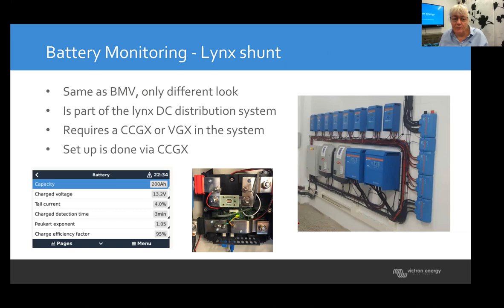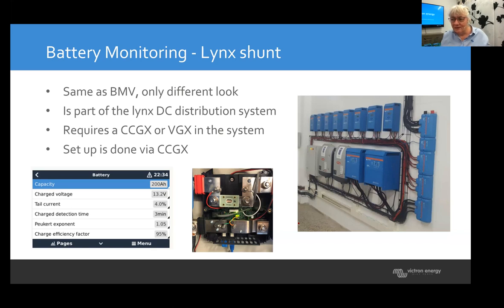Then we have another battery monitor. It's called the Lynx Shunt. So it's part of our Lynx DC distribution system. It's a bit like the Smart Shunt will be now the cheap version of the Lynx Shunt. The problem was also with the battery monitor: if you use a battery monitor and a GX device like a monitoring panel, people always got confused with double dials. So that's where this one comes in really handy, but also where this Lynx Shunt comes in handy.